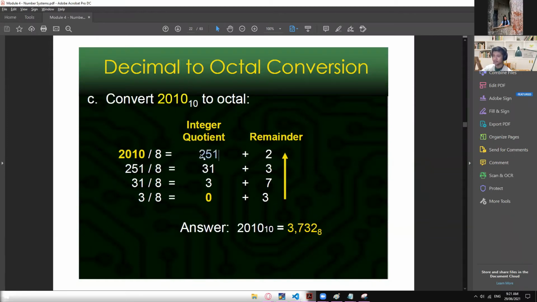And then again, just get this 251 divided by 8. In my case, I'll use my calculator since this one is a lot easier. 251 divided by 8, we've got here a result of 31.375. So 31 for the integer quotient, and then 0.375 times 8 will give us a result of 3. And so on and so forth. So 31 divided by 8 is 3, remainder 7. 3 divided by 8 cannot be, so just put here 0, and then whatever is our last integer quotient, just put it here as your final remainder. Then you can now get the final result on the remainders. So 3732 base 8.